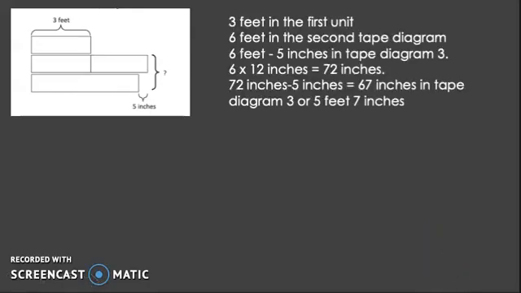And then what I did was subtract 5 inches from that. So I have a total of 67 inches in tape diagram 3. That's also equal to 5 feet and 7 inches because I could have just subtracted 5 feet and 12 inches. So now let me write a word problem that'll match the tape diagram. I'm also going to make sure I have a multiplicative comparison of units in my problem.